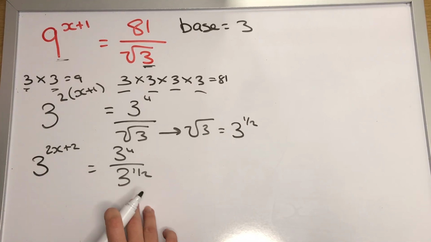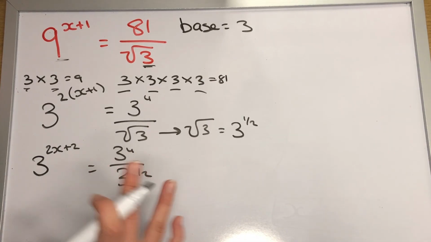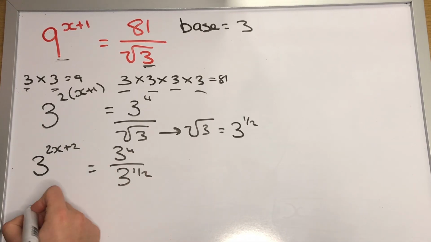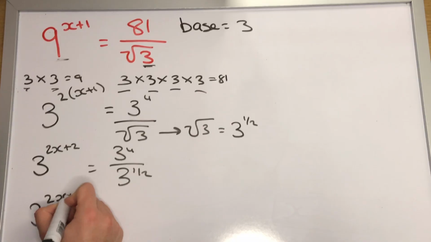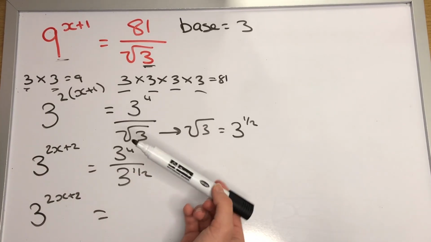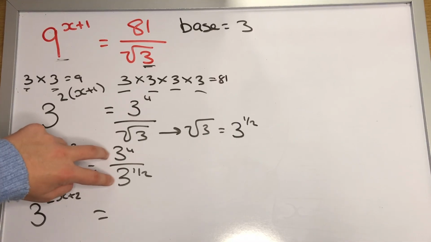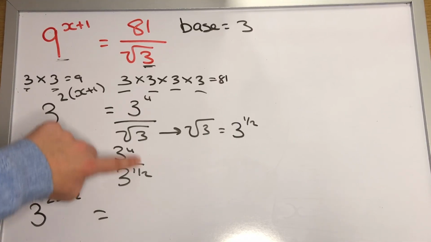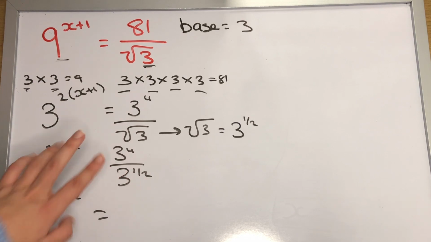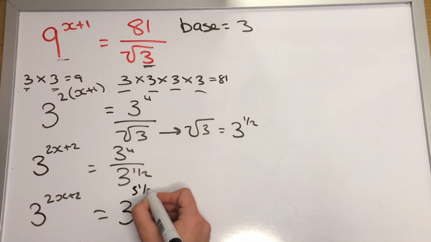Now we have a fraction. The first thing we have to do when we see a fraction is get rid of it. Okay? So 3 raised to the power of 2x plus 2, I'm going to leave this for now and focus on this. When we have two of the same base numbers in a fraction, I have to take the indices and subtract. 3 raised to the power of 3 and a half.